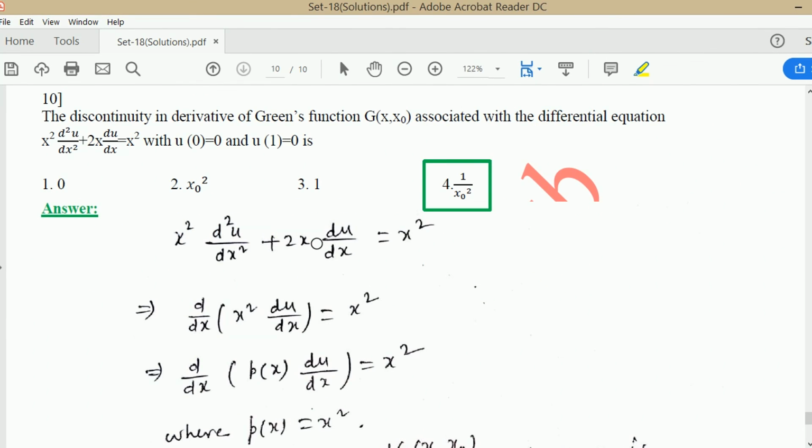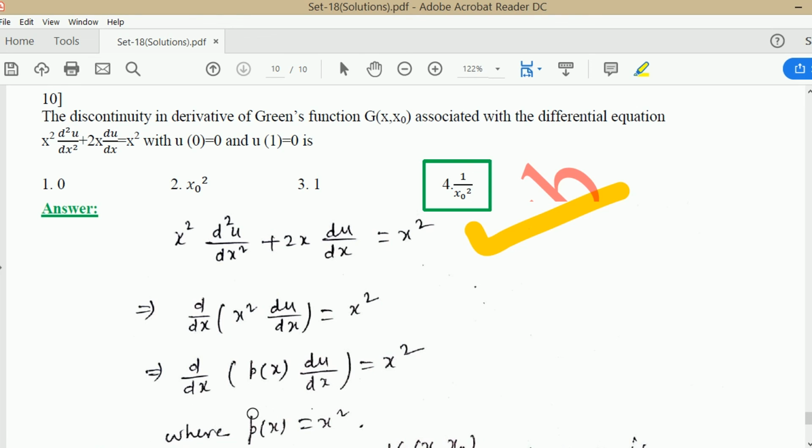Finally, question number 10. The discontinuity in the derivative of the Green's function G of x, x naught associated with the differential equation x squared d square y by dx square plus twice x dy/dx equal to x square, with u at 0 equals 0 and u at 1 equals 1, is. So this is the differential equation we are given. In the previous problem we saw that we had to multiply with an integrating factor, but here it is straightforward.